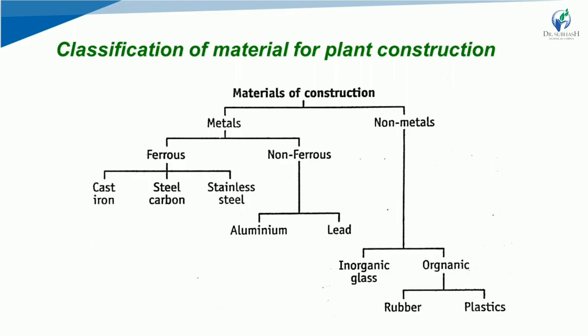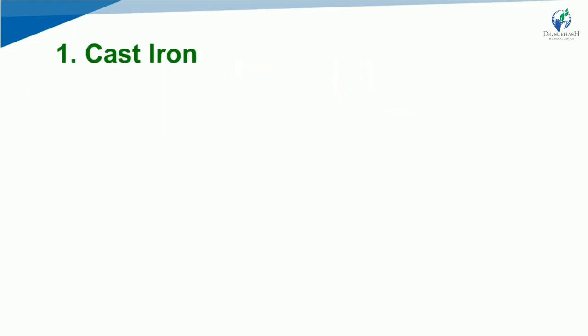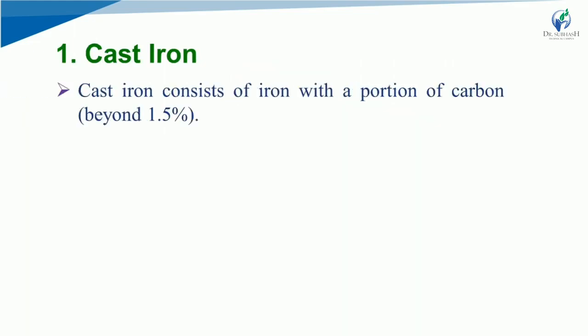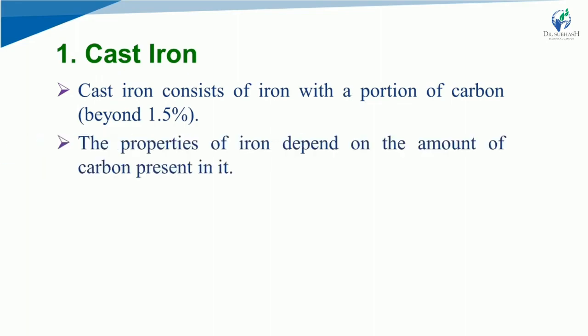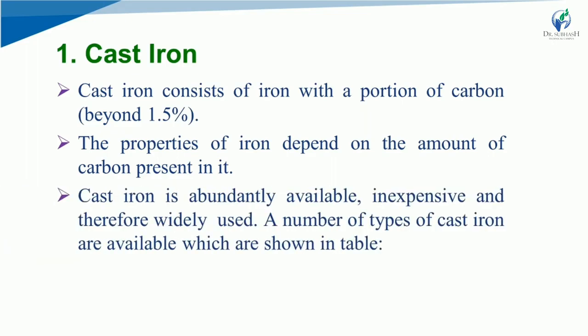First we will go for metals, and in metals we are going to focus on ferrous, and in ferrous we are going to focus on cast iron. So the first one is cast iron. Generally, cast iron consists of iron with a portion of carbon that is beyond 1.5%. The properties of iron depend on the amount of carbon present in it. Cast iron is abundantly available and inexpensive, and therefore it is widely used.